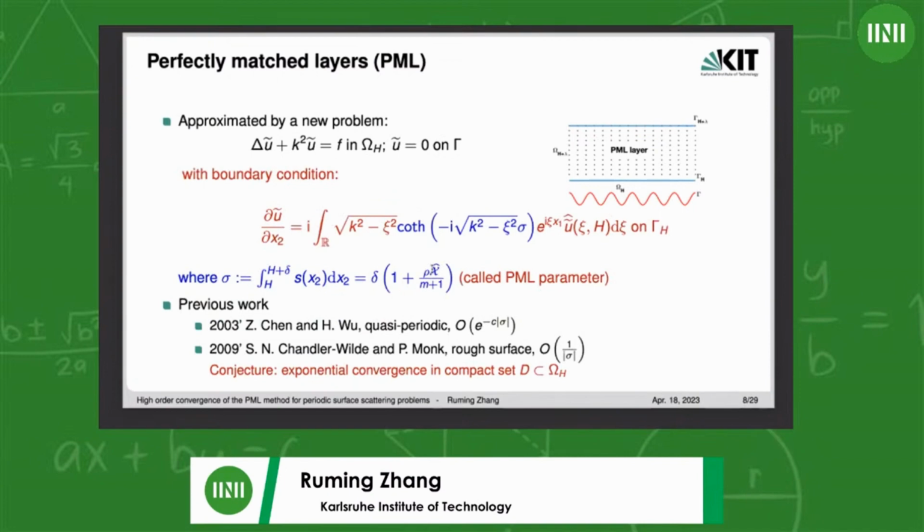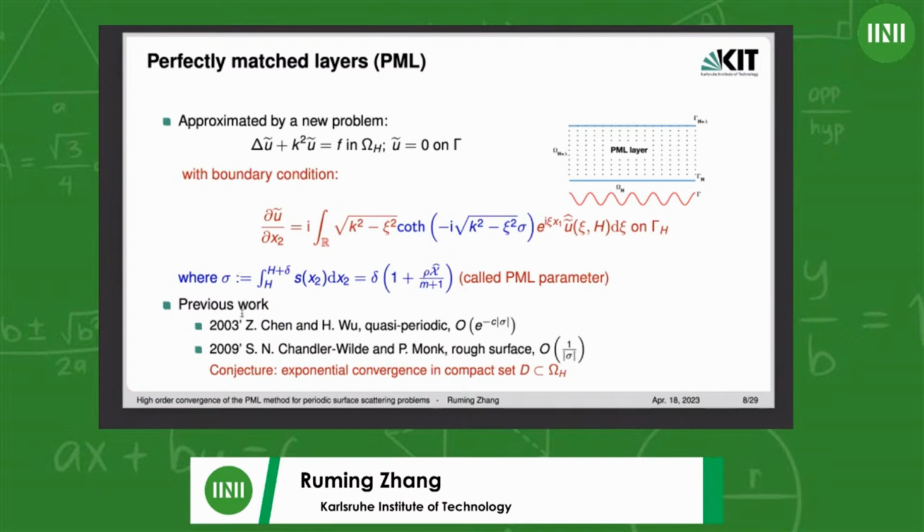But we don't want the PML layer to be very thick, because then the computational domain is too large. Or when rho is very large, which means the function has a very large derivative. These two things we don't want. So we expect the convergence such that we don't need a very large sigma to make sure that U and U tilde are very close.